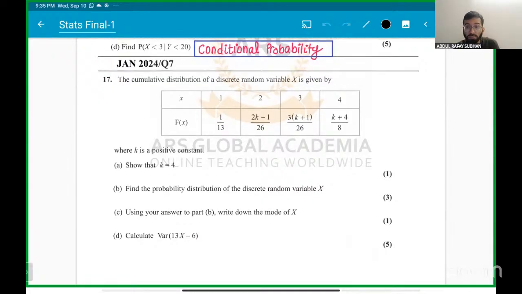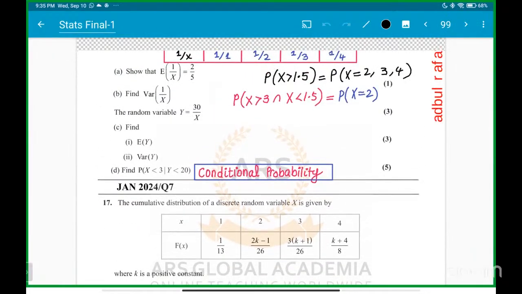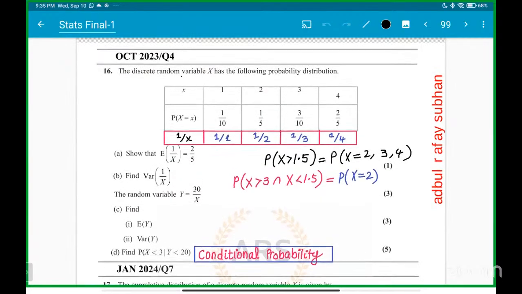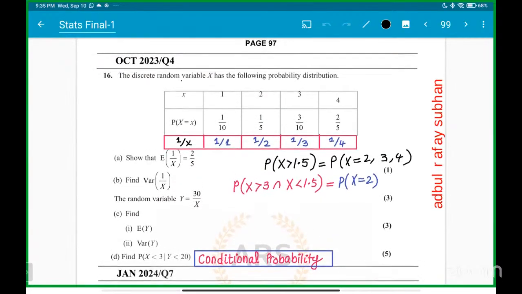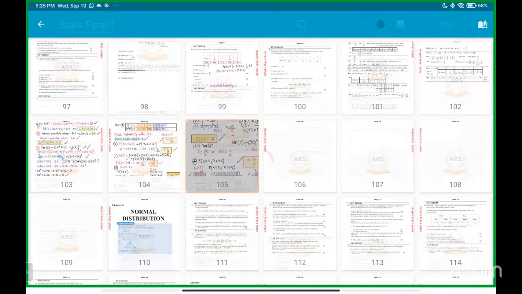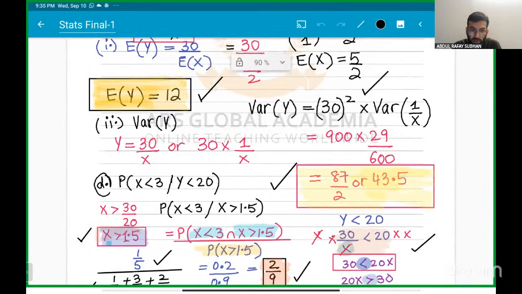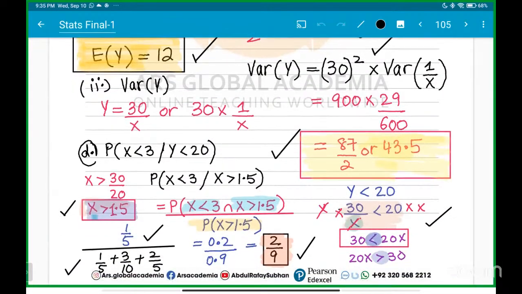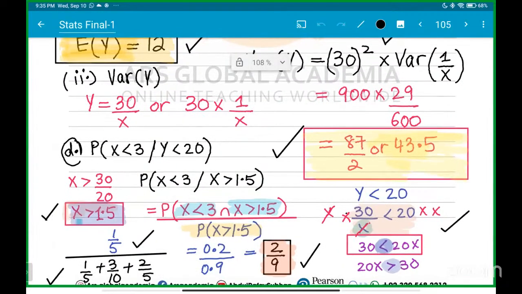Yes, sir, I don't understand. For the last question, why did we write the probability of x is greater than 1.5 in the denominator? Sorry, I didn't get you. Yeah, for this question, over here, why did we write the probability of x is greater than 1.5 in the denominator?